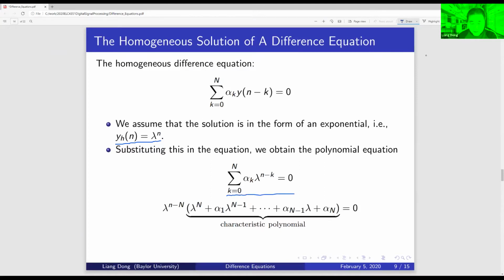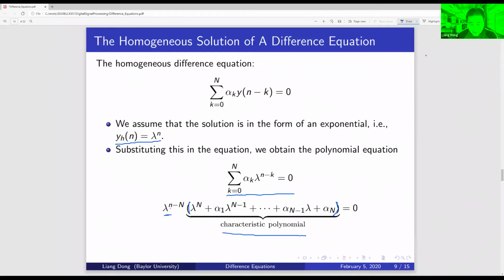On the left hand side, we can write this out. It is a polynomial, and then we pull lambda to the power n minus capital N out of this equation. I just want to make sure in the bracket everything is a positive power of lambda. So lambda to the power n plus alpha 1 lambda to the power n minus 1 all the way to alpha n times lambda to the power 0. And we call this part in the parenthesis the characteristic polynomial.